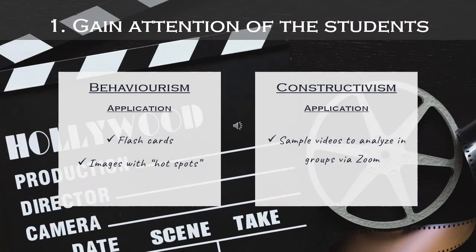So what I'm going to do now is take each of Gagné's 9 principles and explain how I will represent that with the 2 sets of knowledge that I have within my course, through the behaviorism theory as well as through the constructivism theory. So the number one is gain attention of the students.